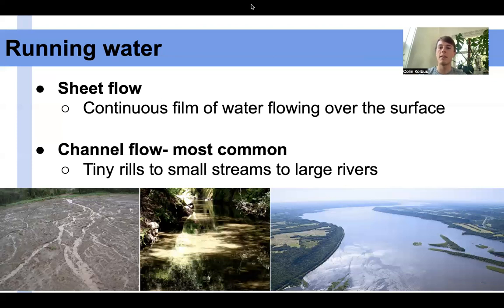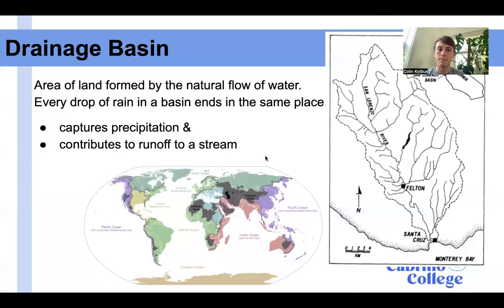These then collect from tiny rills, which is the name of these little tiny streams that you see maybe on your gravel driveway, or if you're ever on a trail and you just see a very small, maybe 1 centimeter stream. That's called a rill. Those rills collect into small streams, and then those streams collect and merge into large rivers, forming this large branching pattern called a dendritic flow pattern across a drainage basin.